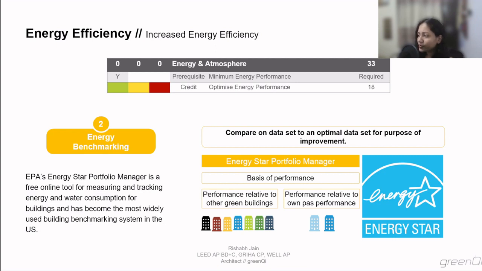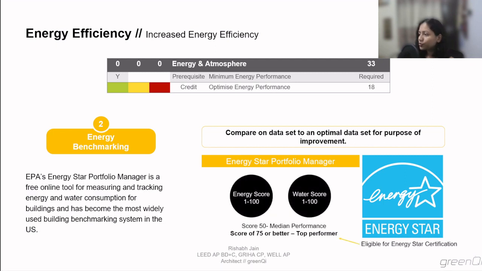And the basis of performance on this platform is it tracks the building relative to other green buildings in the region, or it tracks the performance of the building to its own past performance. So you input your data in this portal for energy and water, and it will track compared to the other buildings in the region.